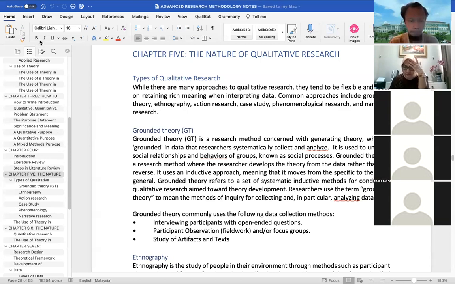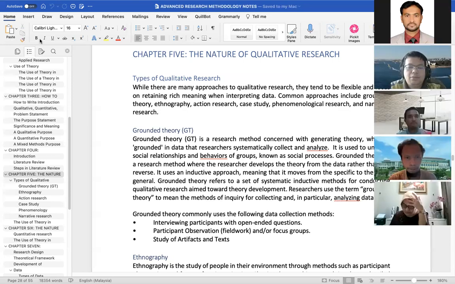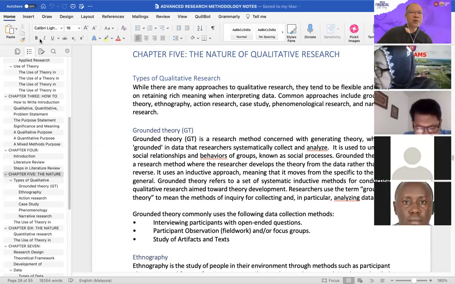There are many approaches to qualitative research, including grounded theory, ethnography, action research, case study, phenomenology, and narrative research. Let's start with grounded theory.